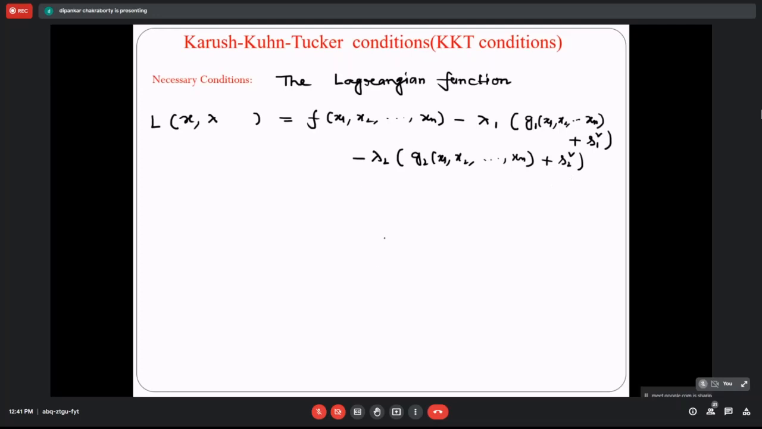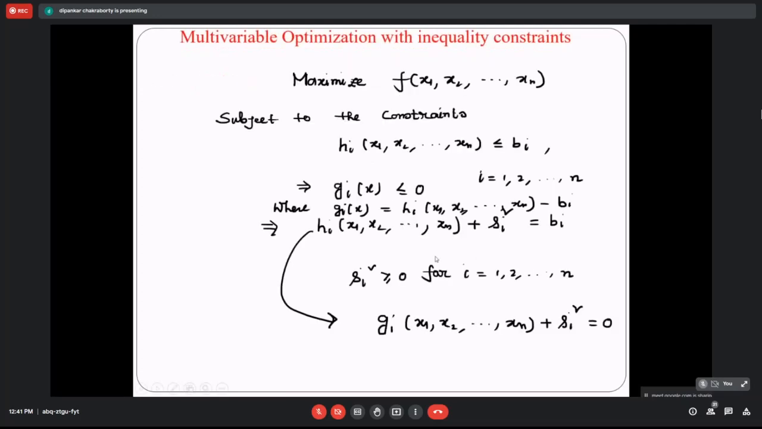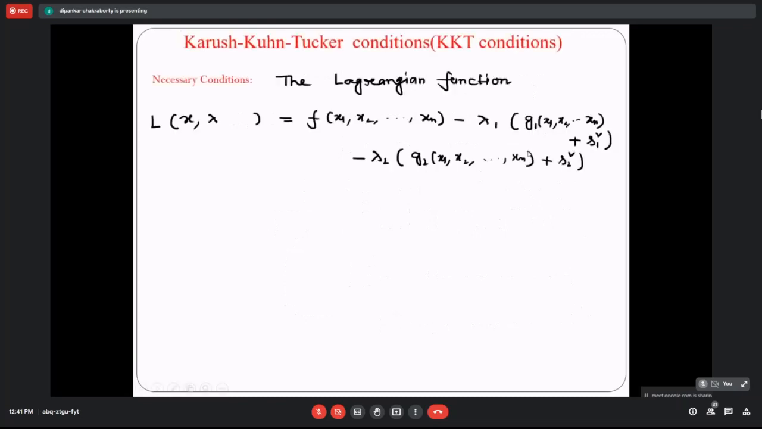Similarly, how many constants do you have? M constants, right? Okay, so make it m so that it will be different. M constants we have, and number of variables we have n. So I can proceed like that up to minus lambda m gm, x1 x2 xn plus sm square.